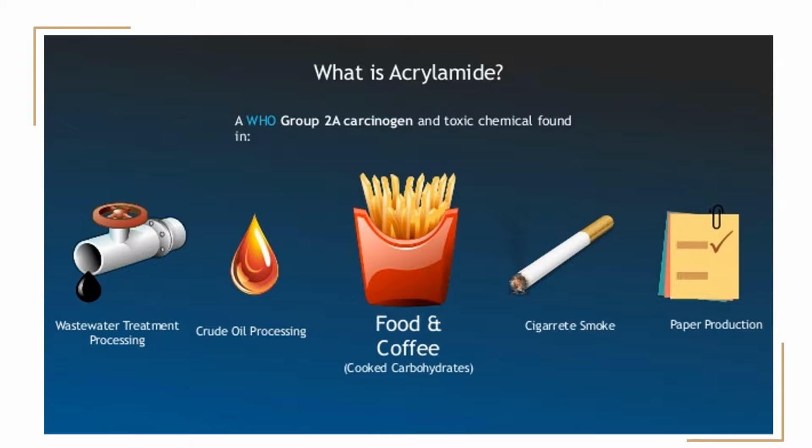Acrylamide is a chemical used primarily to make substances called polyacrylamide and acrylamide copolymers. It's found in all kinds of things. It's found in wastewater treatment processing, crude oil processing, food and coffee, cigarette smoke, and it's also involved in paper production, dyes, and plastics.